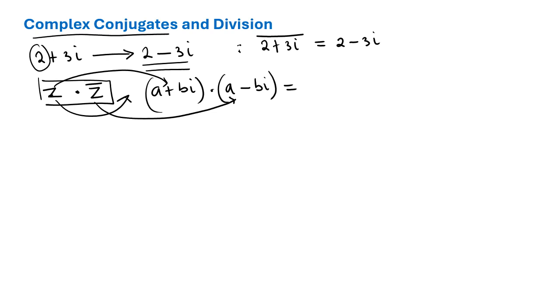If you carry out the expansion, you're going to end up with a squared plus b squared, and the imaginary parts will just disappear automatically. So let me show that to you. We will multiply a times a, and that will be a squared. And we'll do a times negative bi, it will be negative abi. And then we'll distribute this way as well, so there will be positive abi.